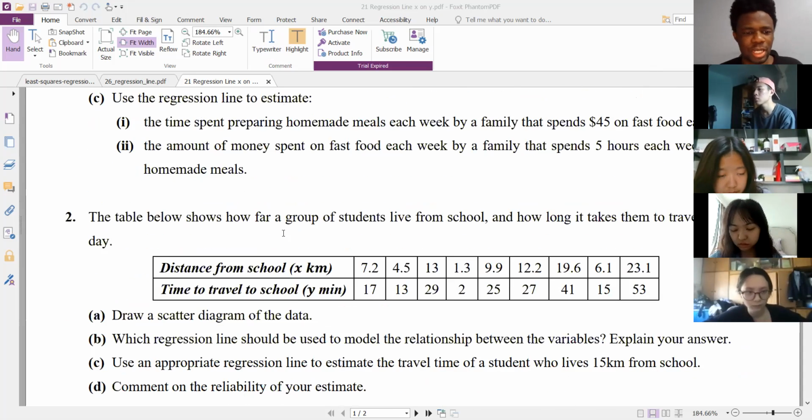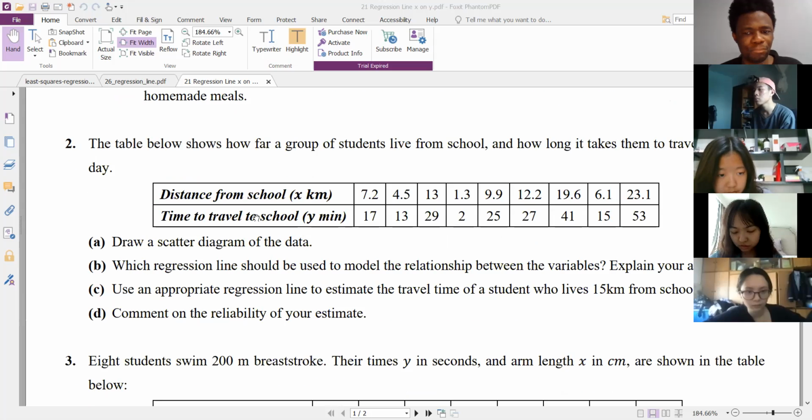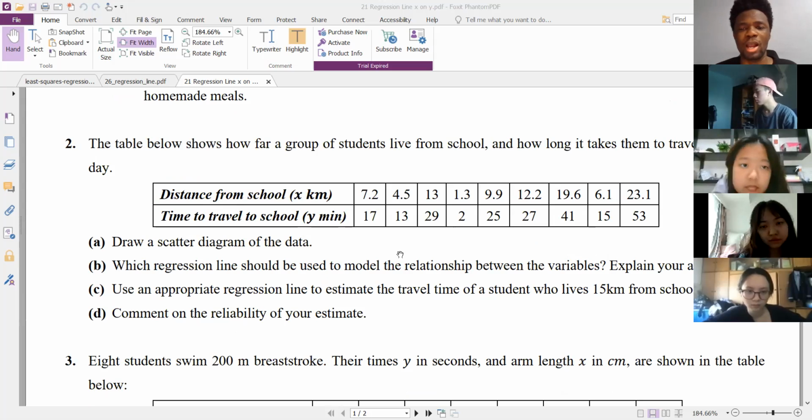Okay, let's look at the other one. Look at this. Which regression line should be used to model this relationship? This is where the confusion can be. Is it X on Y or Y on X?